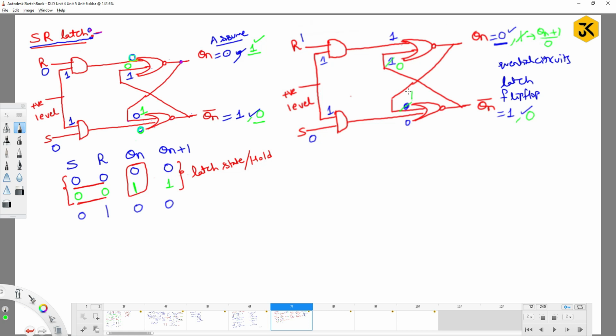Now try to repeat it. If this 0 is coming here, 0 NOR with 0 is 1. Is it working or not? Q1 plus 1 is 0, Q1 plus 1 bar is 1. So it is working. Now this 1 will be coming here. 1 NOR with 1 is 0. Mean the next state is 0. That state will be coming here. 0 NOR with 0, its complement is 1.